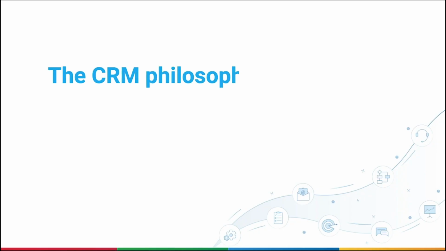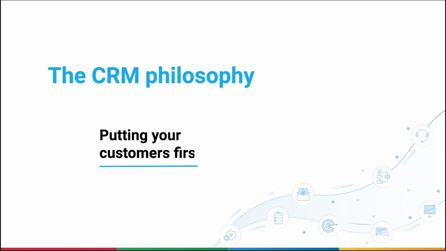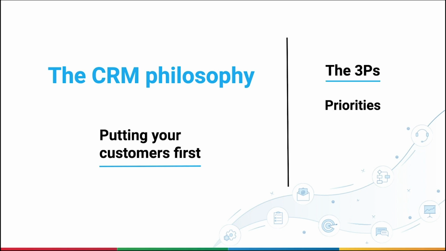The CRM philosophy is pretty clear: putting your customers first. This idea gives way to three other aspects that are important in planning your Zoho CRM implementation. We call it the 3 Ps: priorities, process, and people, and each one has its own significance. Let's take a look at them.